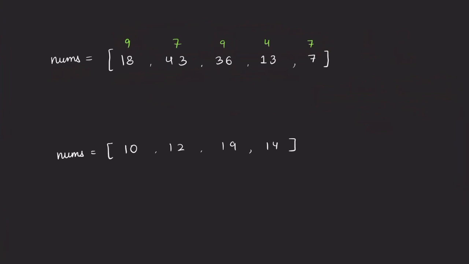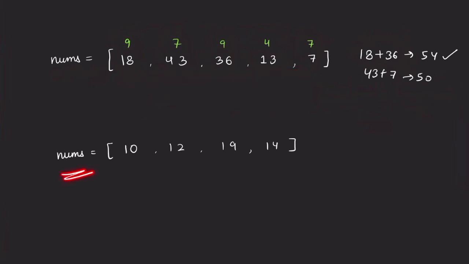So if we look at this particular element and this particular element, the sum of their digits is equal, so they can be paired together, right? So we will do 18 plus 36. Then if we look at this 7 and 43, these can be paired together, so it will be 43 plus 7. Now this 13 cannot be paired with any number, so these are the only two possible pairs that we have, and out of them this will give us the maximum sum. So this sum will be 54 and this will be 50. So this 54 will be our answer in this particular case.